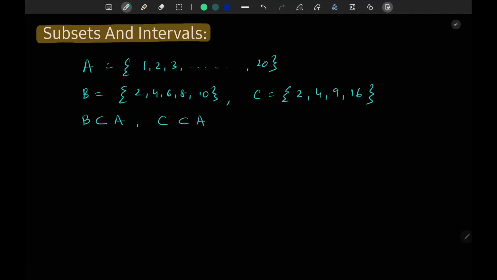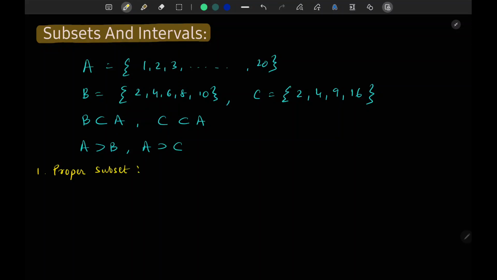In the same manner, since A consists of all the elements which are present in its subsets B and C, we can say that A is the superset of B and C, and we can write it as A is the superset of B or A is the superset of C. Now there are two types of subsets. First is known as the proper subset.